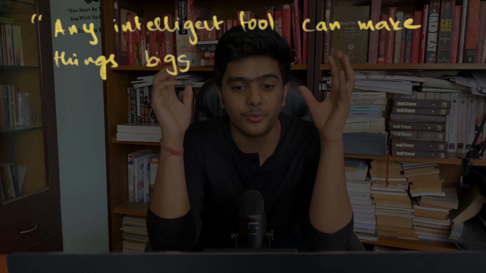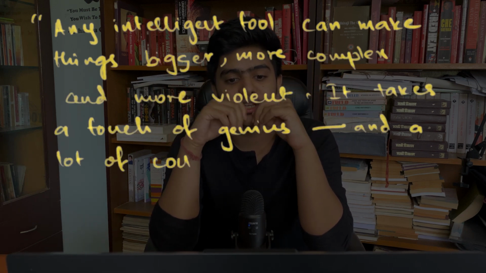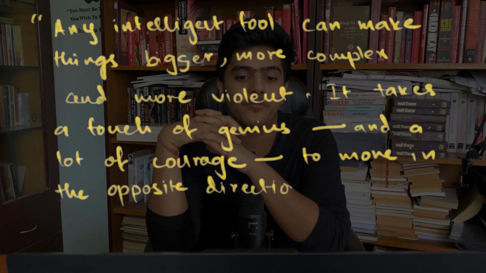Now let's get back to the topic of the video. As E.F. Schumacher once said, any intelligent fool can make things bigger, more complex and more violent. It takes a touch of genius and a lot of courage to move in the opposite direction. So what this means is that any intelligent fool or any person can definitely make things more confusing for you. For example, if you go to your teacher and ask him to teach your topic, he can quite easily make the topic very confusing for you, and he might even leave you more confused than you were before.